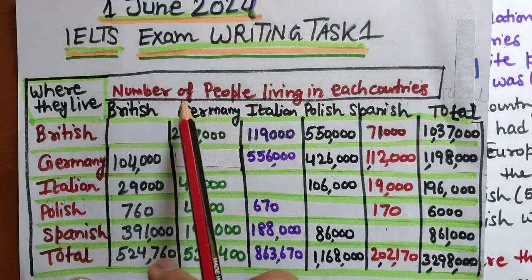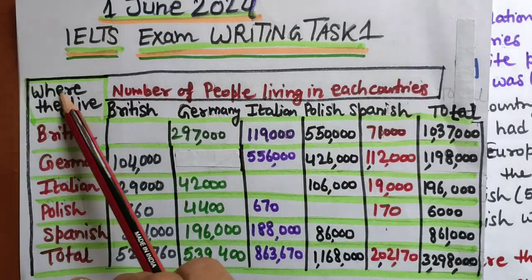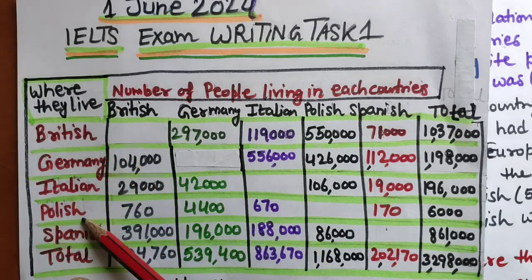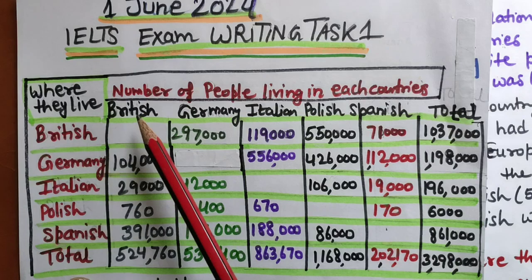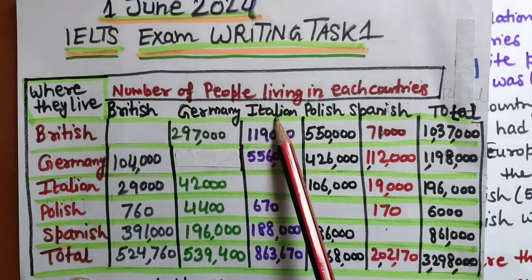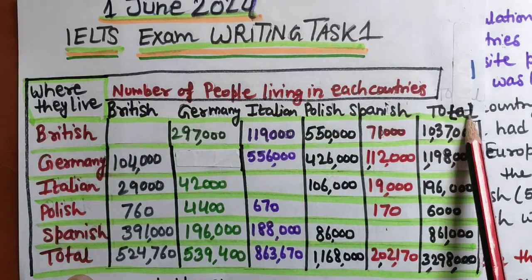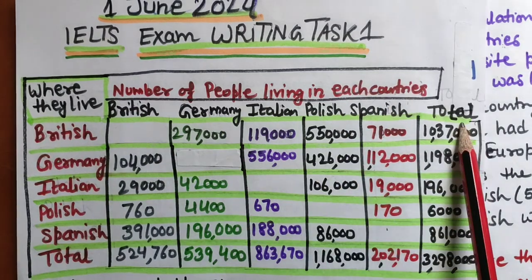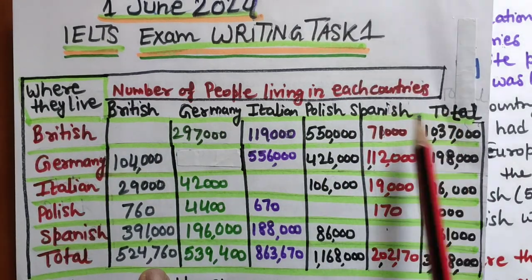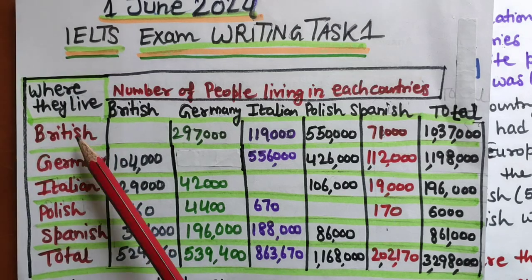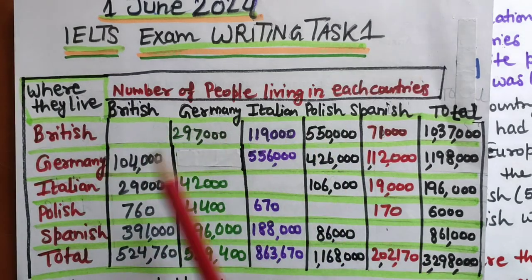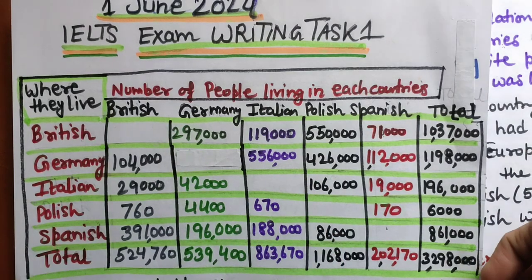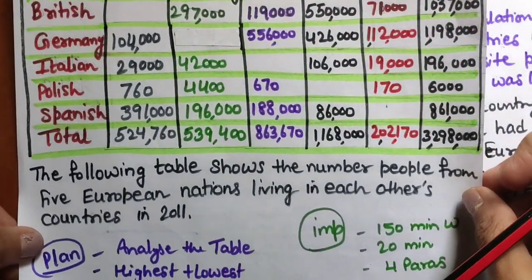Here they are talking about the number of people living in each country, and where they live. There are 5 countries, British, Germany, Italian, Polish, Spanish, and the total number. Here also British, Germany, Italian, Polish and Spanish and total. It means how many categories are there? 1, 2, 3, 4, 5, 6. The total number is also a category. So British people are staying in other countries, German people are staying in other countries. So analyze the table, and first let's read the statement here.